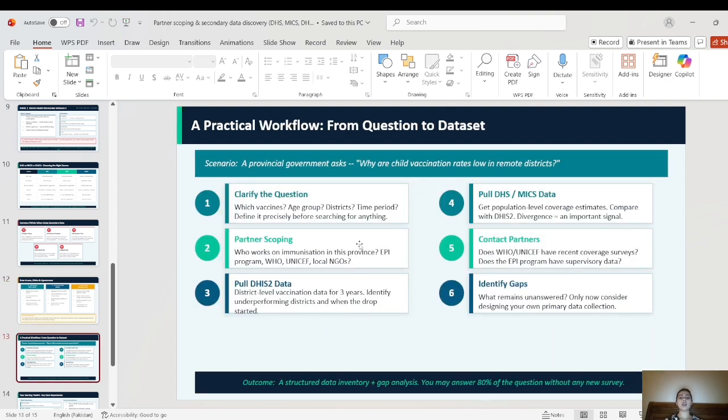You have a practical workflow. You clarify your question, you do the partner scoping, you pull out your DHIS2 or your DHS and MICS, you contact your partners, and then you identify the gaps.